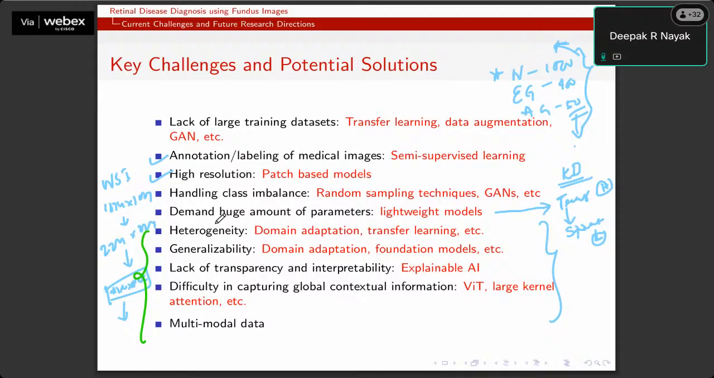And then what is the solution here? It is because of the heterogeneity, right? Because of the collection of the images from different imaging devices, collection of the images from different demographic regions. But we need to deal with these kinds of situations, right?